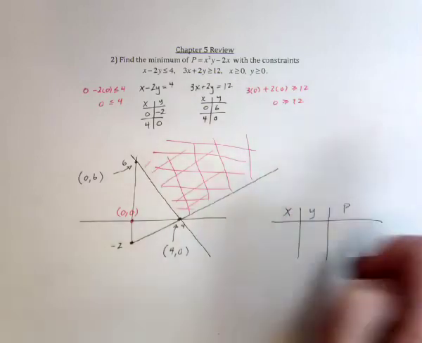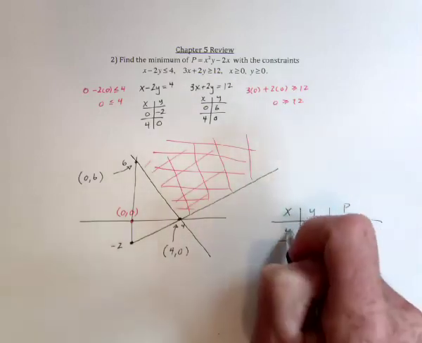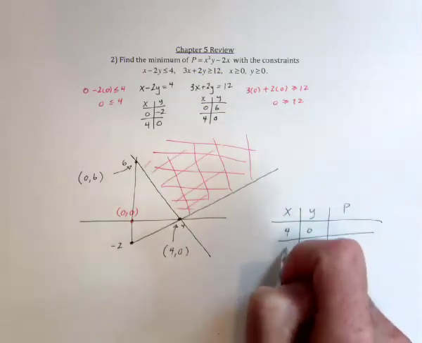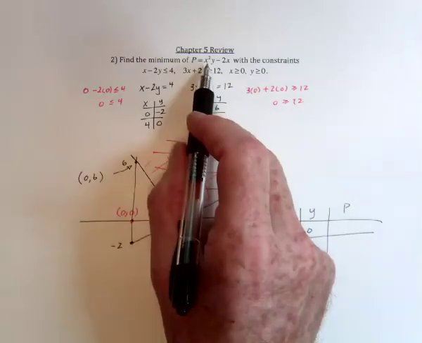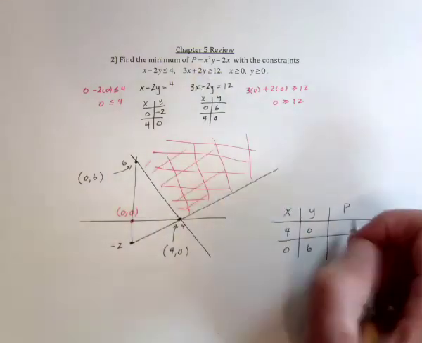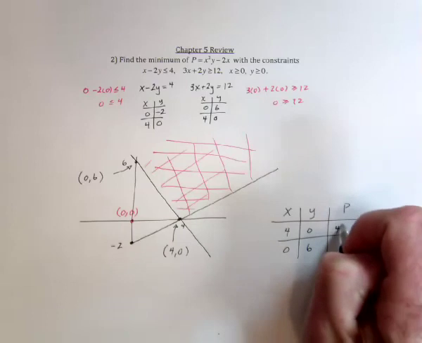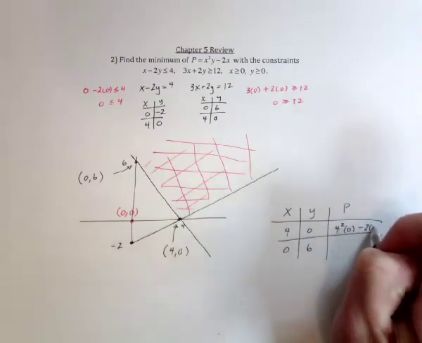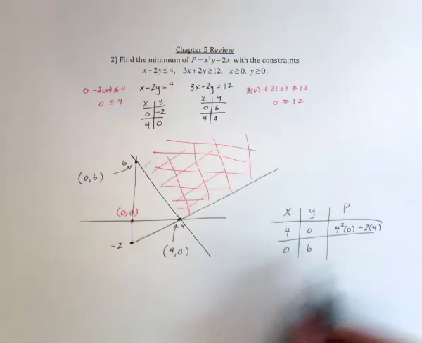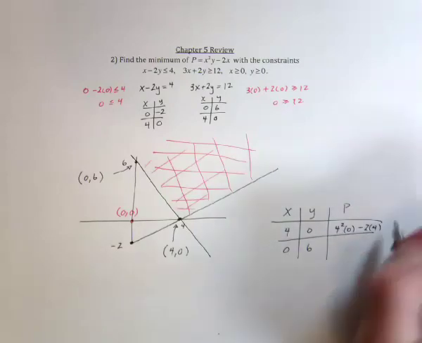So you can make a little table of values to simplify, keep organized. So we're going to be testing 4, 0, compared to a 0, 6. And then substitute it into this function, x squared y minus 2x. So x squared times y minus 2 times x. That's going to be a 0 minus 8.